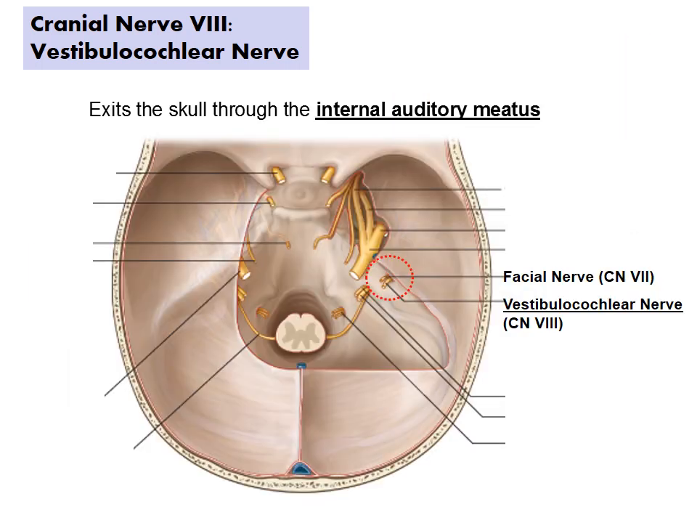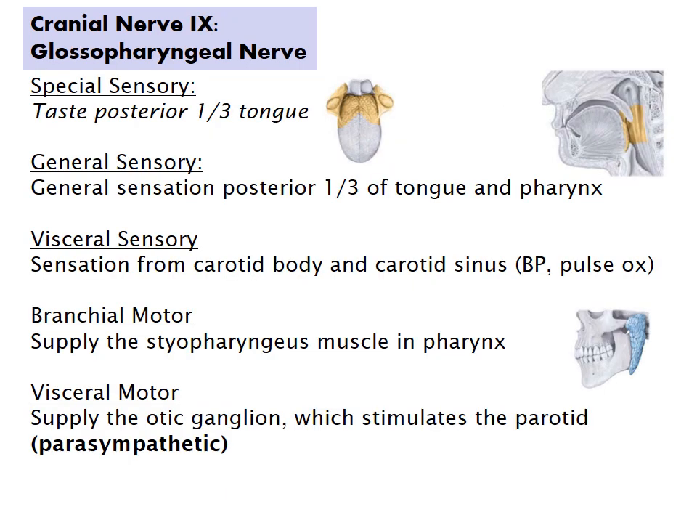And once again, we see that internal auditory meatus within the skull proper, right there, along with that facial nerve going in. And once again, this is posterior to the petrous portion or the petrous body of the temporal bone. So cranial nerve number 9 is the glossopharyngeal nerve, which also has a variety of functions.